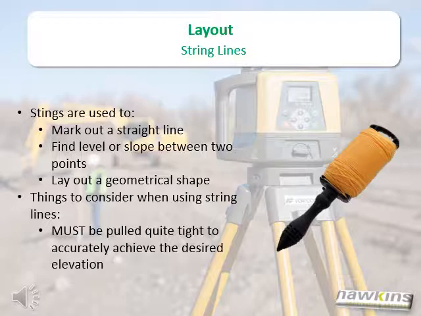String lines. String lines are used to mark out a straight line, find level or slope between 2 points, or lay out a geometrical shape. Things to consider when using string lines. The string line must be pulled quite tight to accurately achieve the desired elevation.